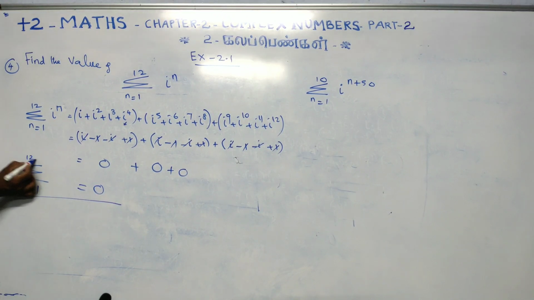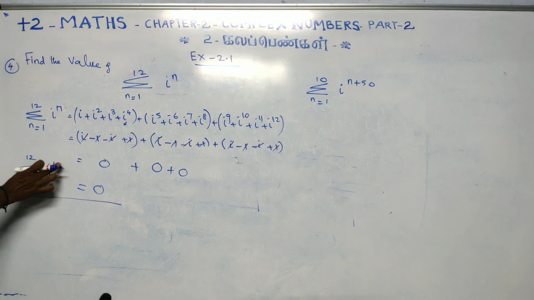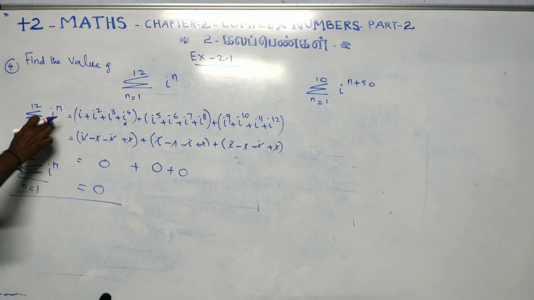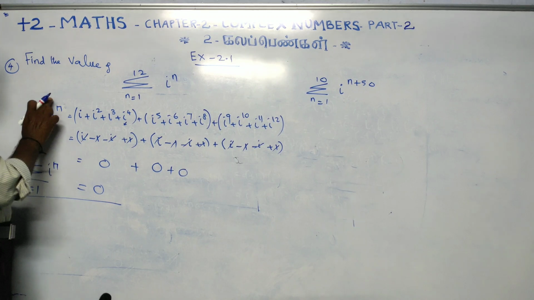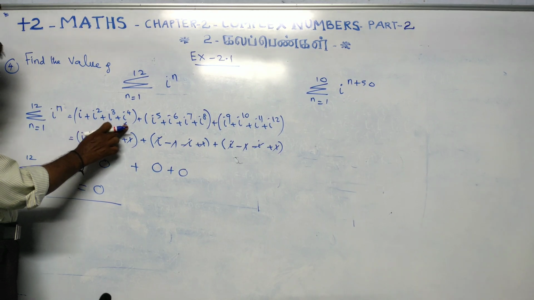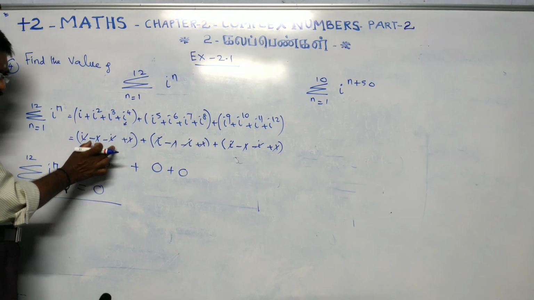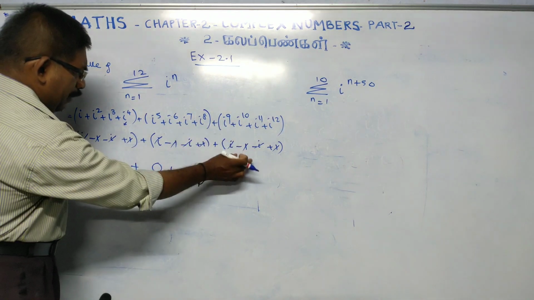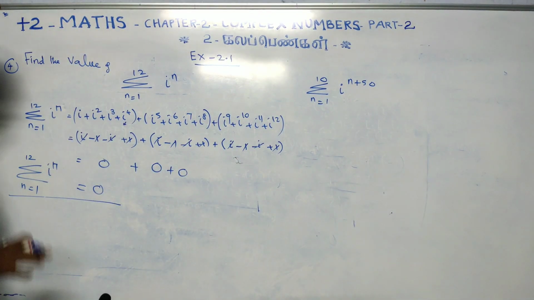Clear, students? How can we find I power n? I power n means I square, I cube, I power 4. I have found all these values. The same values are repeated. Answer is 0. Clear, students?